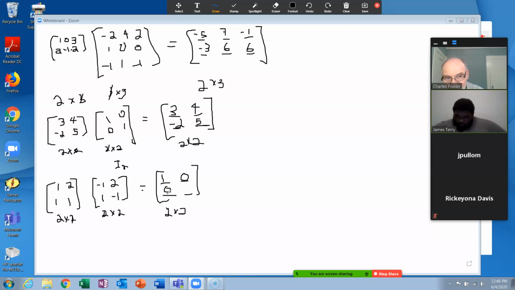Okay. Now, this last entry here is the second row by the second column. So we'll multiply the second row here by the second column there. That would be 1 times 2 is 2. 2 plus 1 times a minus 1 is negative 1. And 2 minus 1 is 1. Uh-oh, we wound up with an identity matrix, I2.